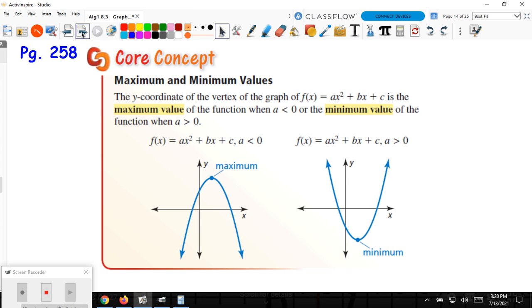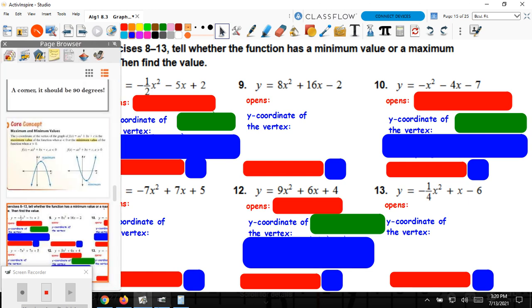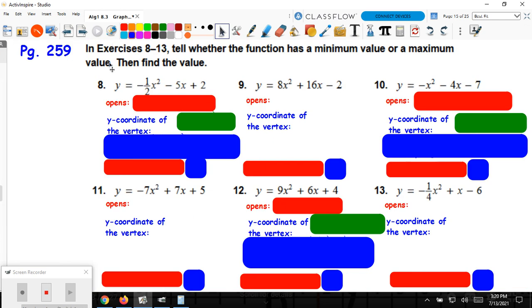All right, let's move into our extra practice for 8 through 13, page 259 in your journal books. It says tell whether the function has a minimum or maximum value, and then find the value. I'm going to do number 8, 10, and 12. So I'm going to do the even ones, and I'll have you do the odd ones on the page. First we need to figure out which direction it's opening, and then figure out the y-coordinate of the vertex. That's all we've got to do.